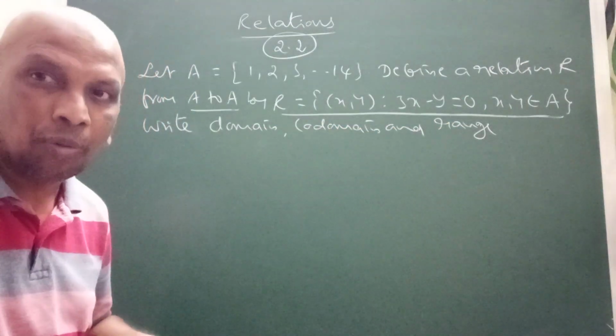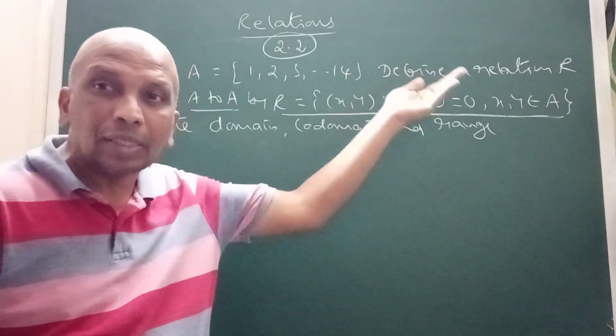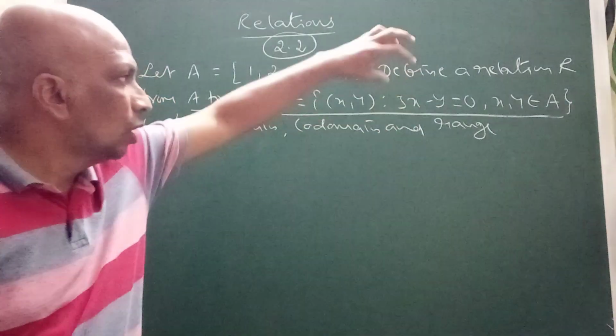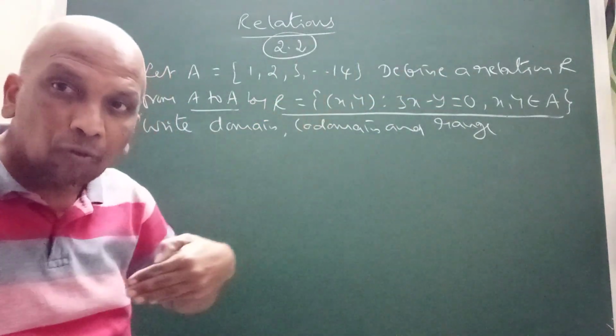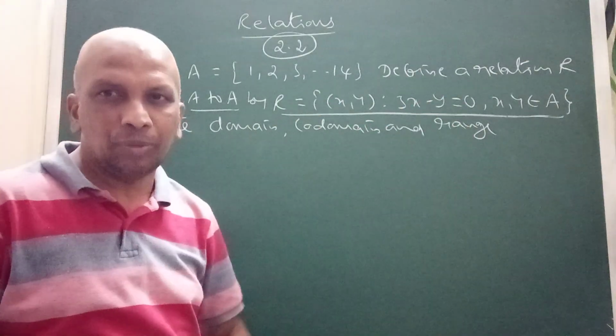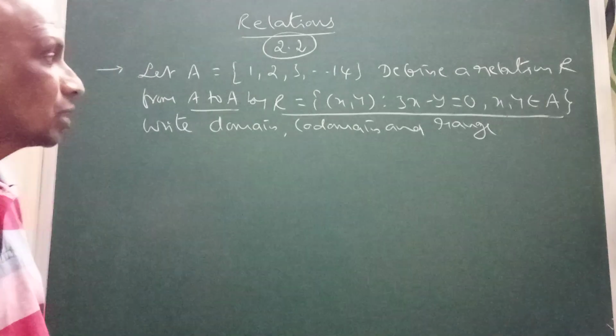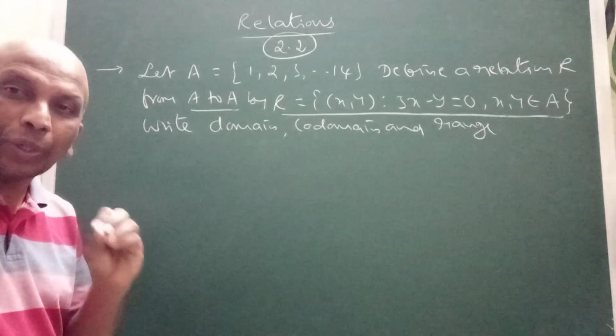In set builder form, they have given the relation between x and y. x is the first element, y is the second element. Use this to find the roster form, and from that you find the domain, codomain and range. The relation is from A to A only.